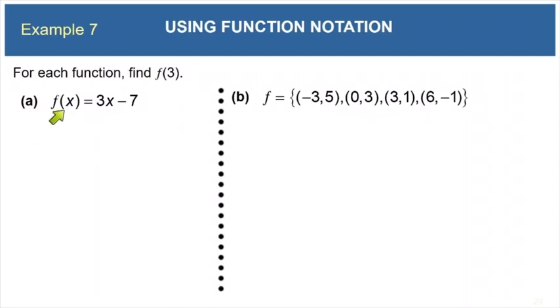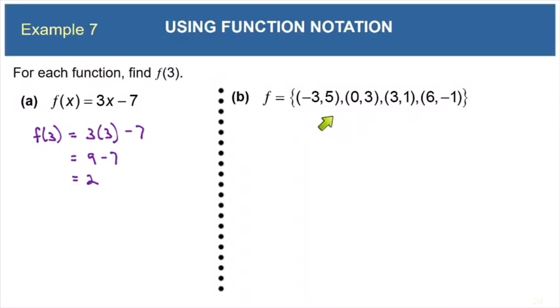This first one we are familiar with. This says f of x equals 3x minus 7. So if they ask us to evaluate f of 3, that's no problem. We just plug in a 3 where the x was. So f of 3 equals 3 times 3 minus 7. That's going to be 9 minus 7. That's 2. So in this case, f of 3 equals 2.